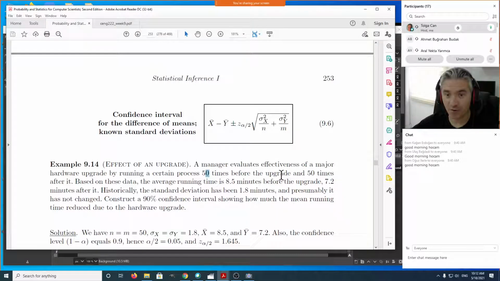Probably no, 10 is going to be considered a small number. So what is the threshold for small and large here? Usually 30, the sample size 30, may be a rule of thumb to consider. If it's less than 30 samples, it may be considered small. If it's larger than 30 samples, you may consider it large.